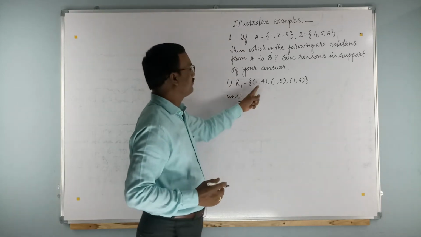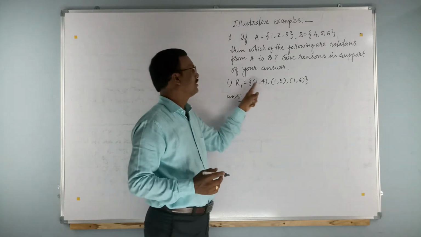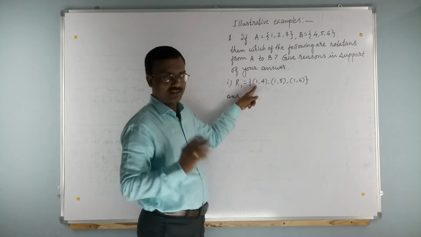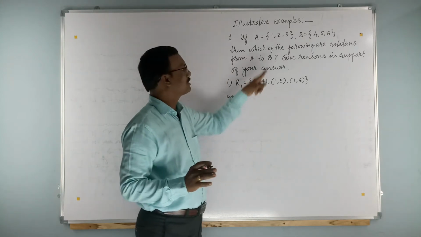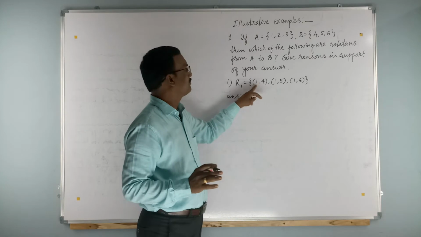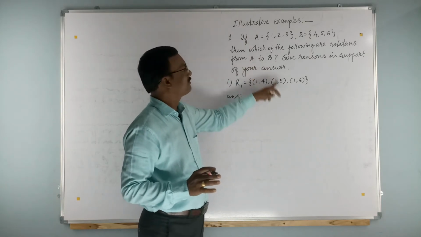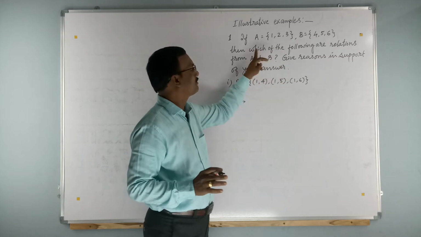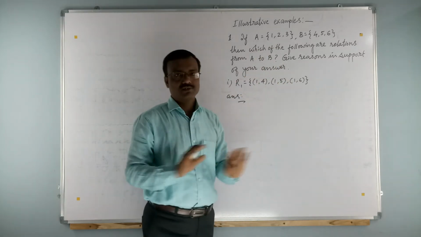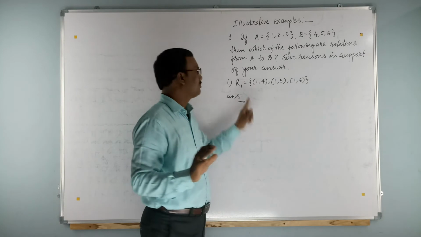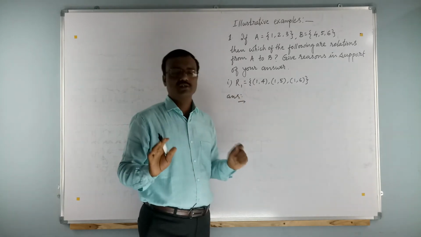So in this, if we check 1, 4, whether 1 is from set A or not, 4 is from set B or not. Right, 1 is from set A very well, 4 is from B, 1 is from A, 5 is from B, 1 is from A, 6 is from B. So everything is right here. That means R1 is a subset of A cross B.